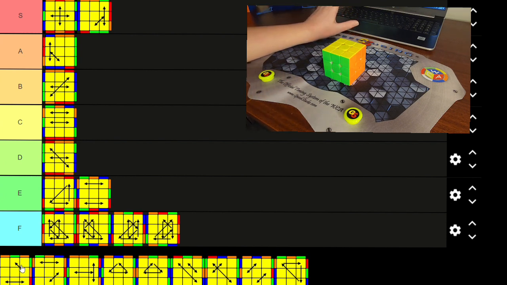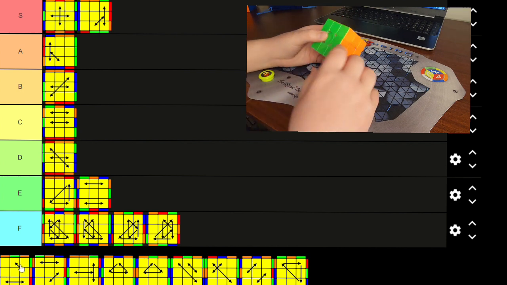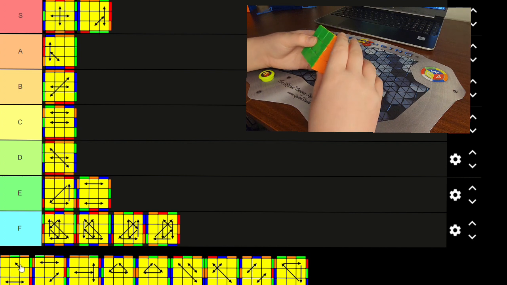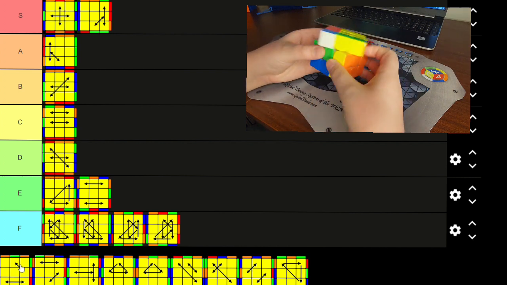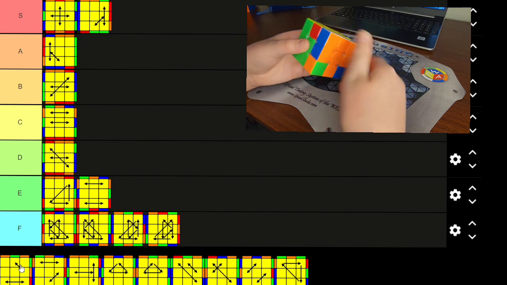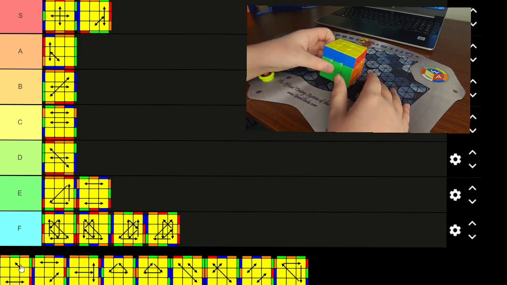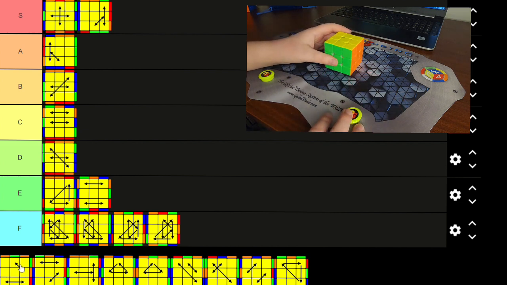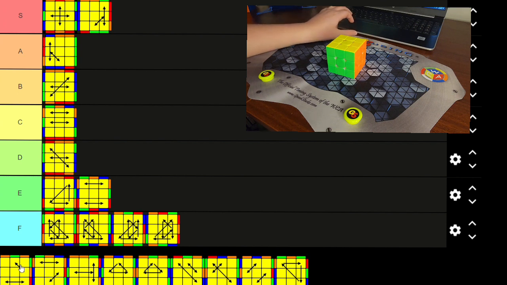Now, this is an RB perm, I believe. Correct me if I'm wrong, but that's what I think it is. So an RB perm is, what is it? Okay, it's this. It's a fairly fast algorithm. I really like it. I have just recently learned this too, so I can do it fairly quickly. And I really like it, but I have had bad history with the R perms.